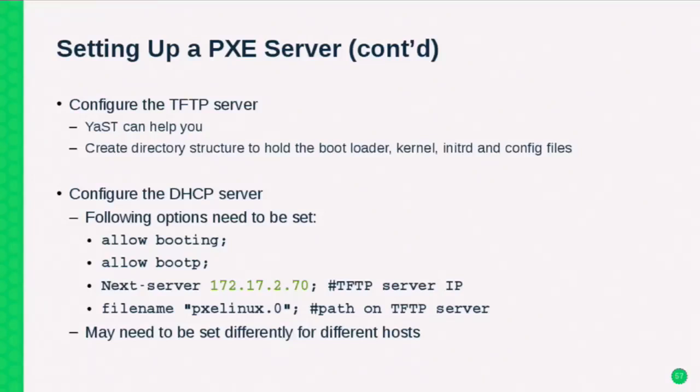And the last thing is to configure a DHCP server, where I want to stress the next-server and filename options. The next-server is the IP address of the TFTP server, and the filename is the file name on the TFTP server which the firmware of the network card will then download and execute. The allow booting and allow bootp options are the same in all cases.